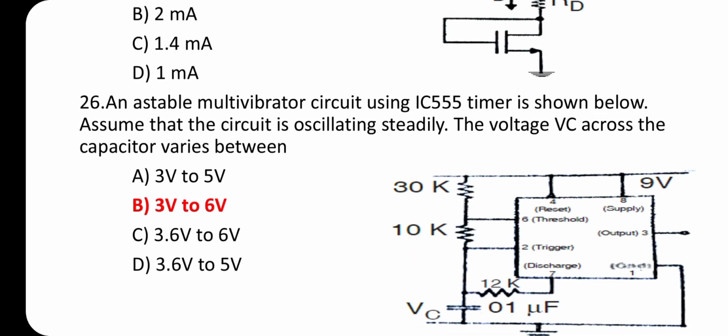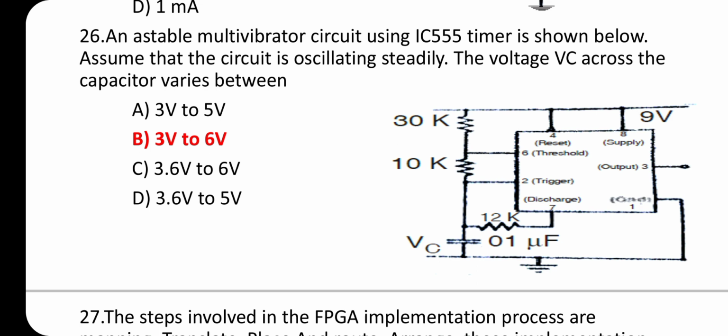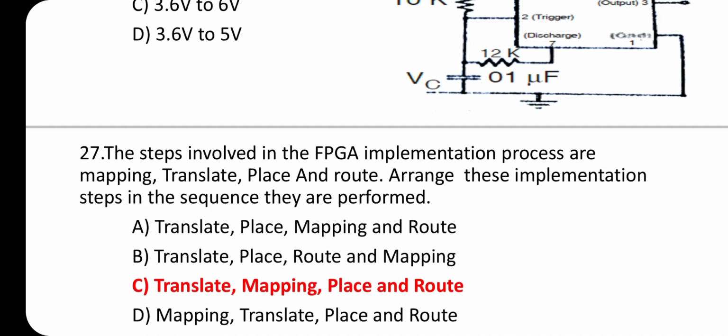milliampere. An unstable multivibrator circuit using IC555 is shown in the figure. Assume that the circuit is oscillating steadily. The voltage VC across the capacitor varies between option B, 3 volt and 6 volt.